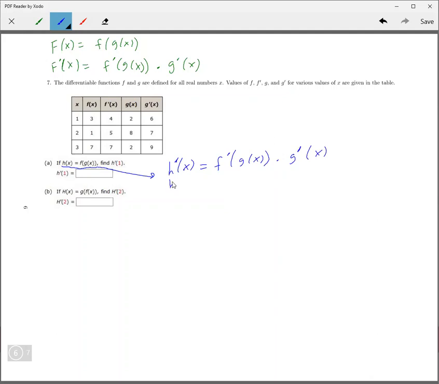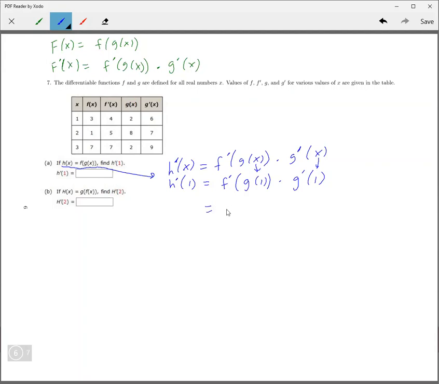Now they're asking for h prime of 1. So you substitute a 1 in for x. So that x got replaced with a 1, and that x got replaced with a 1. And there's no other x's.